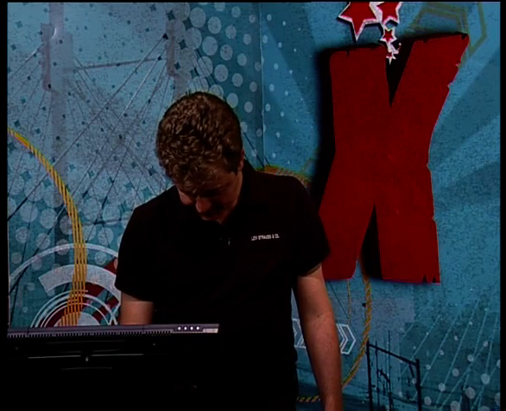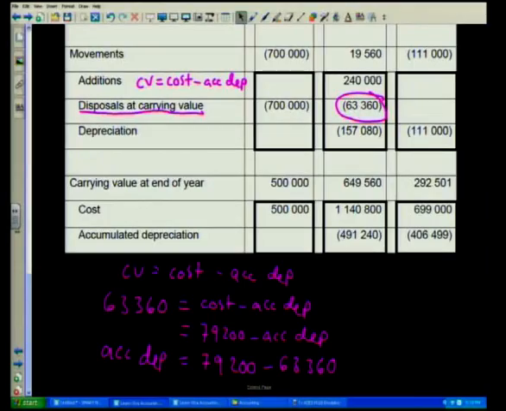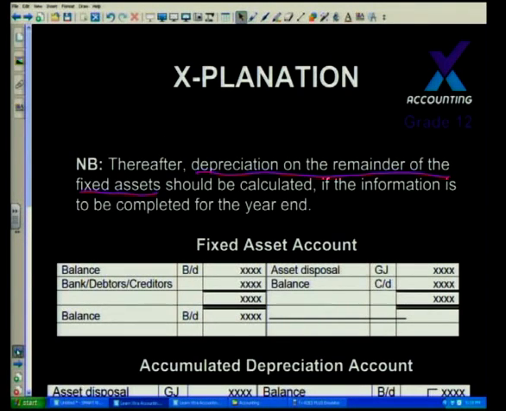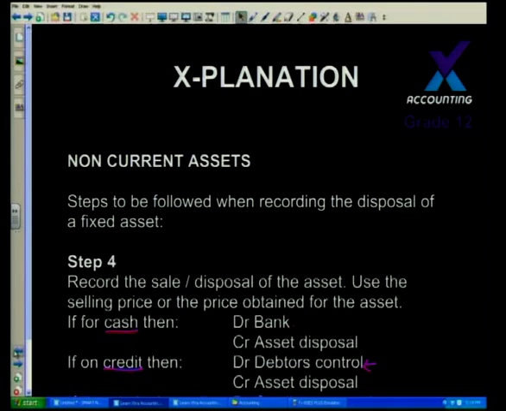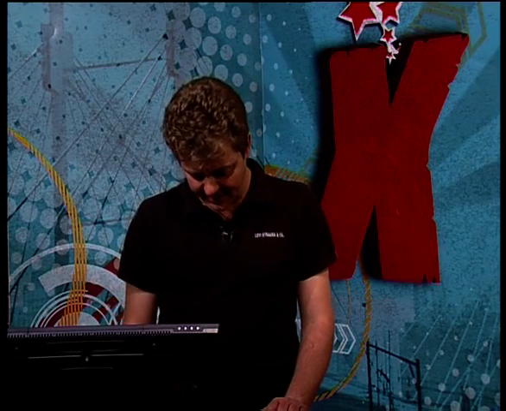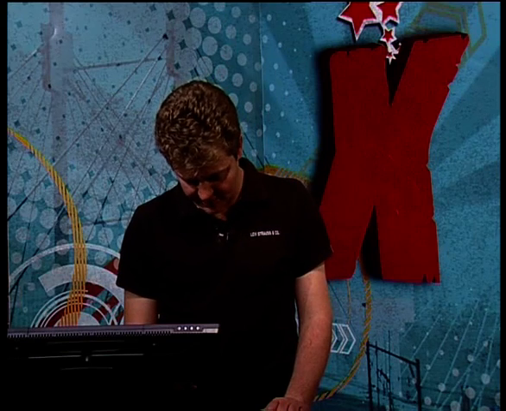The fourth step is the step that involves recording the selling price. Now, what's actually happened here is we need to record the sale or the disposal of the asset. And it says that we should use the selling price or the price obtained for the asset. Now, remember in this example, we did not actually sell the asset. The asset was stolen. But we did get some money for the asset. So let's have a look at what the question tells us.